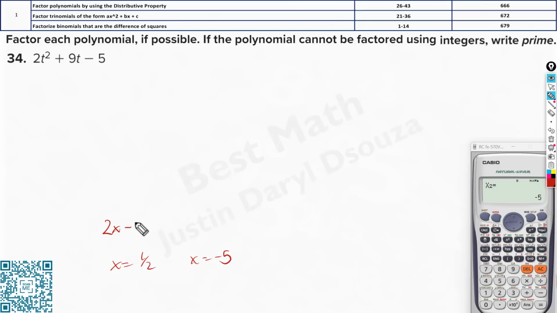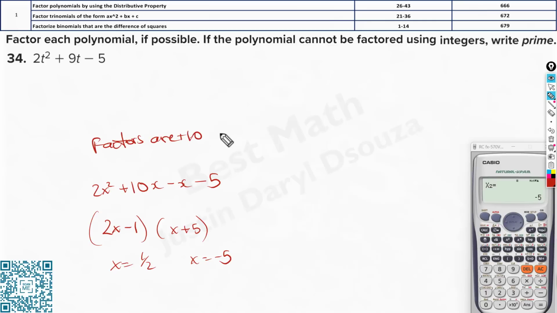Take 2 to the other side, it will be 2x minus 1 equals 0. You have to just put the brackets. Over here, it will be x plus 5. Then what else? 2x multiplied by x will be 2x squared. And then we have plus 5 times 2 is 10x, minus 5. And this is it. What are the factors? Factors are plus 10 and minus 1.